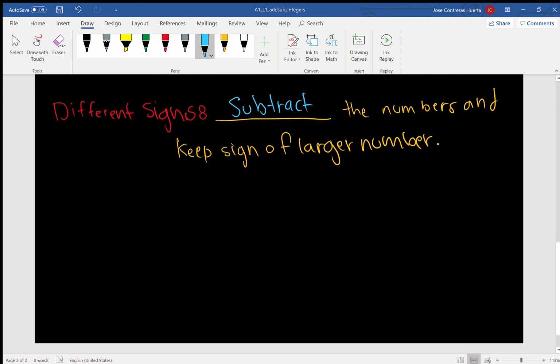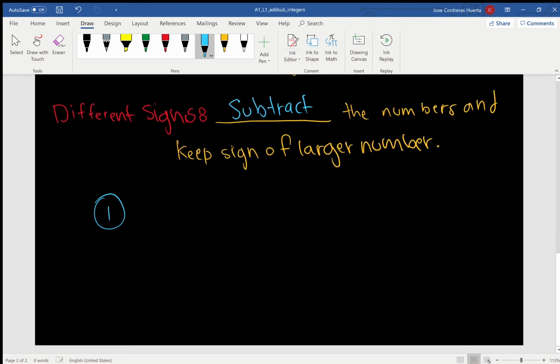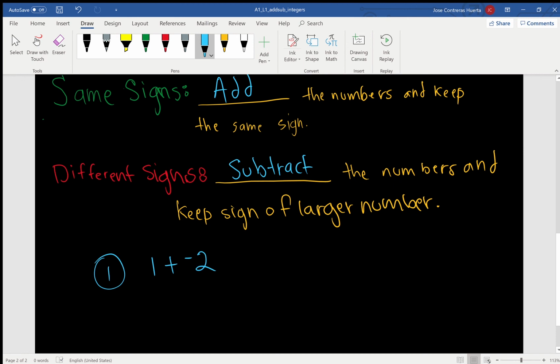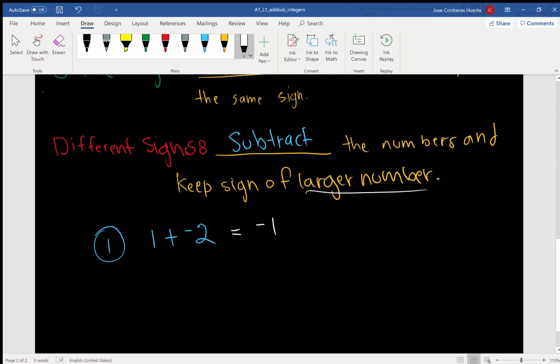Okay, so example 1. You have 1 plus -2. First of all, do they have the same sign or different signs? Well, the 1 is positive and the -2 is negative, so they are different. So that means that my answer for this is, first of all, you have to subtract the 1 and the 2, so that's going to give you 1, and then it's going to be positive or negative. Well, it says to keep the sign of the larger number. The larger number is 2, and that's a negative, so that means that my answer is going to be -1.